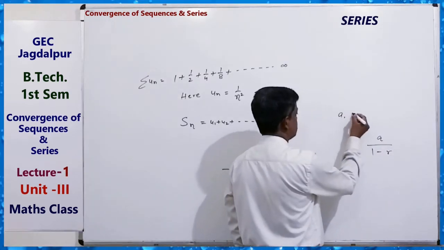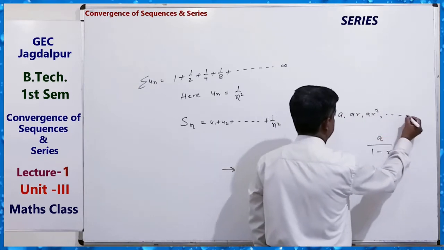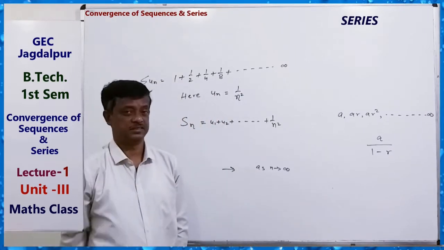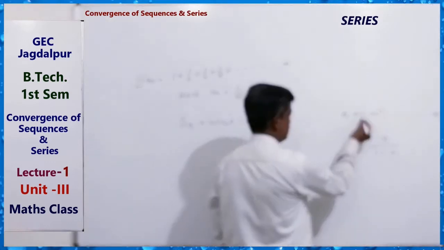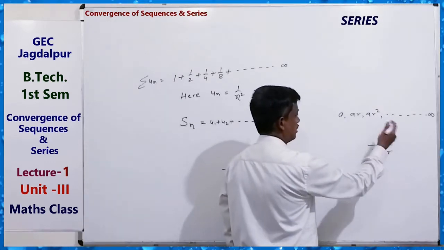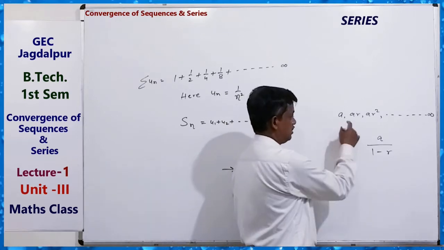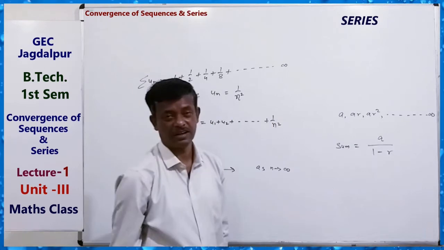If the infinite series is a, ar, ar square, up to infinity, then it is an infinite geometric progression, and we know the common ratio r is there. This upon this is r, this upon this is r, so the common ratio is r. Then its sum is a upon 1 minus r.